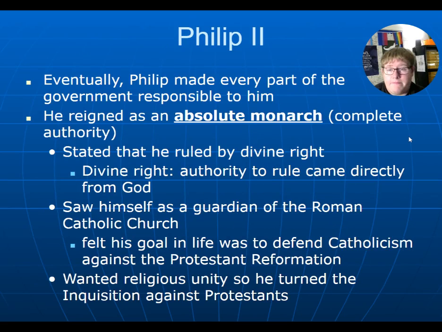Now, eventually, Philip is going to make every part of the government responsible to him, and he reigned as an absolute monarch with the complete authority. He also stated that he ruled by divine right. Remember, we've talked about that idea before. Divine right is the authority to rule coming directly from God, and he saw himself as the guardian of the Roman Catholic Church. He felt his overall goal as king was to defend Catholicism against the Protestant Reformation, and he wanted religious unity, so he turned the Spanish Inquisition against the Protestants. Remember, we've also talked about the Spanish Inquisition previously as well.